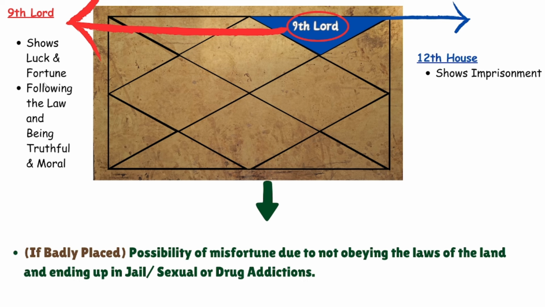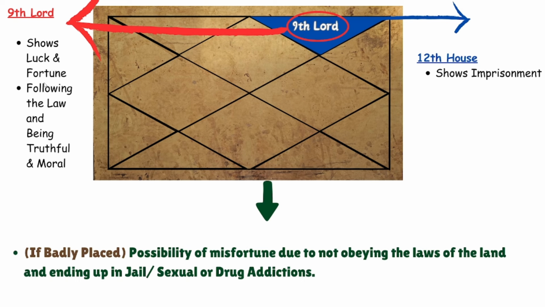And now what is happening, this ninth lord is going and sitting in the house of foreign land. So let's say, even if you are going to foreign lands, and if you fail to abide by the laws and the regulations of that country, then you will be into trouble. So it is very important to abide by the rules and regulations, the laws of the country, being truthful, moral.